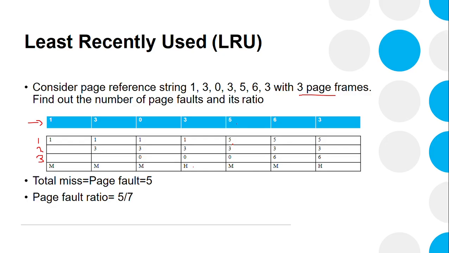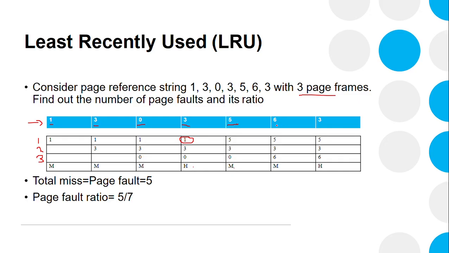And over here we are using least recently used. 3 currently we have used. As we want to do allocation for 5, we have to check the previous ones. 3 recently we have used, 0 recently we have used, 3 again recently we have used, 1 is the least recently used. So 1 will be replaced by 5. As we have added 5 in the memory, it is a miss.